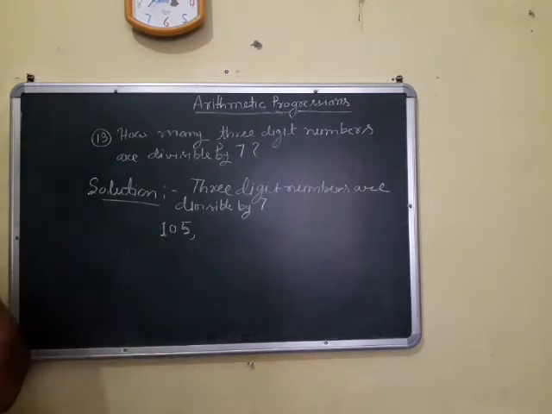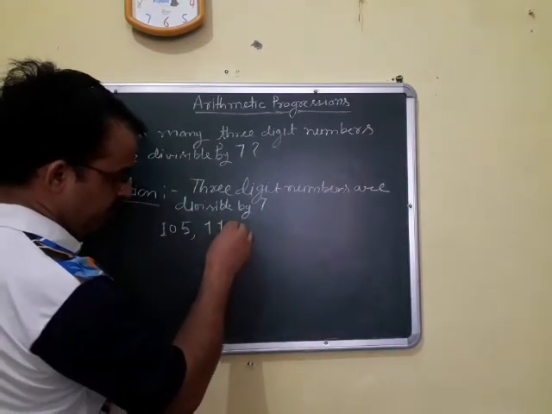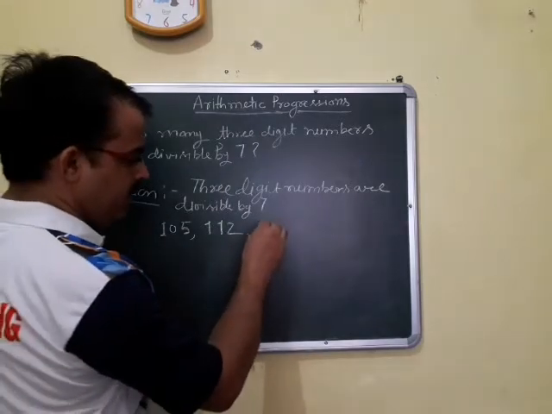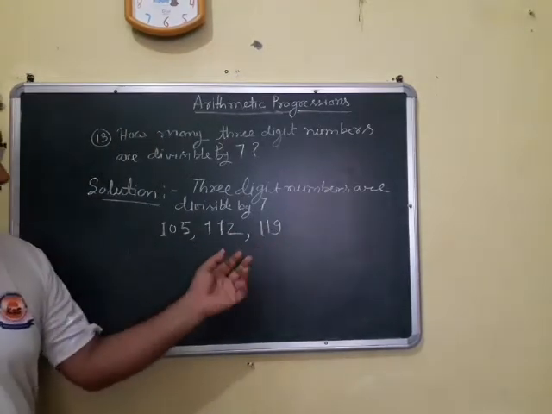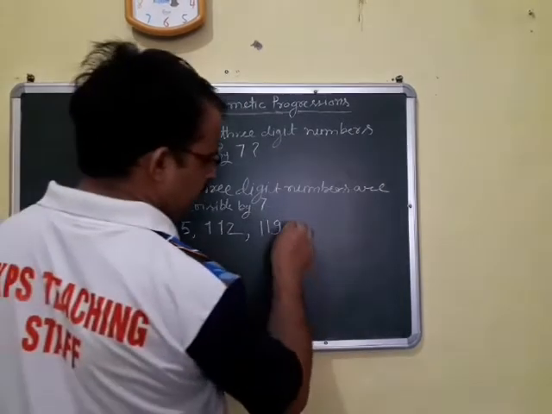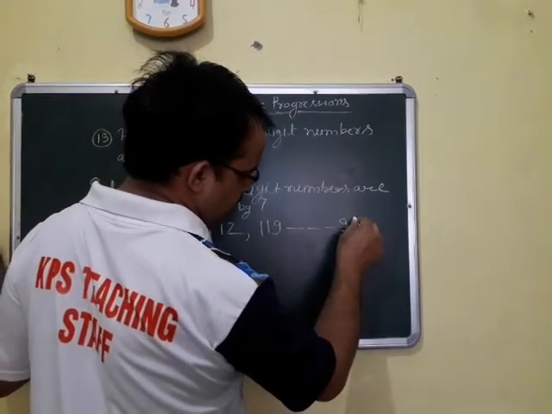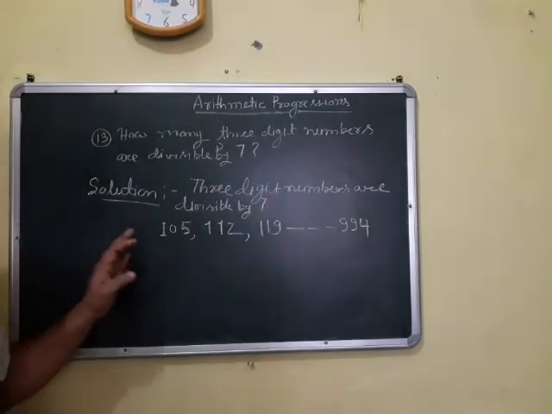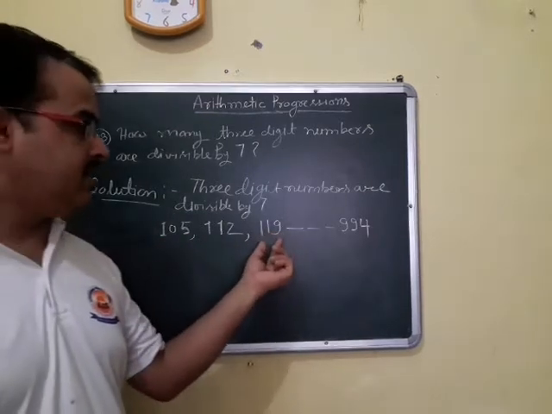The next number divisible by 7 is 112. Clear? And then 119. Clear? We find a difference of 7 here. Now, before 1000, find the last number: 994 is divisible by 7. Clear? So we find a sequence 105, 112, 119, and so on.